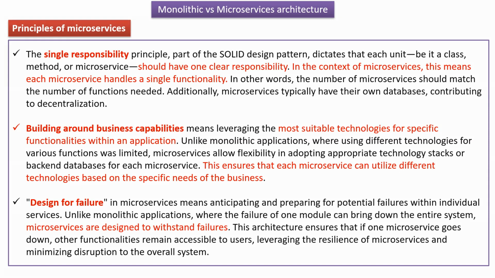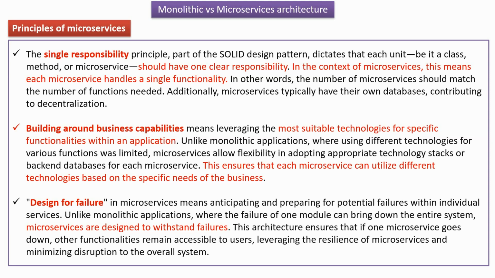The second principle is building around business capabilities, which means leveraging the most suitable technologies for specific functionalities within the application. Unlike monolithic applications, where using different technologies for various functions was limited, microservices allow flexibility in adopting appropriate technology stacks or backend databases for each microservice. This ensures that each microservice can utilize different technologies based on the specific needs of the business.